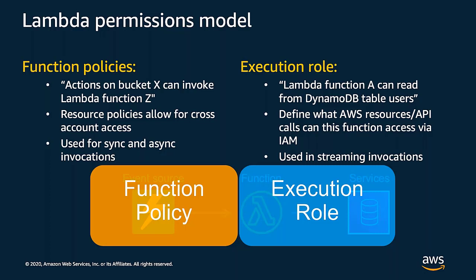The second part of the Lambda permissions model is the execution role. This determines what your Lambda function can do at runtime, what resources it has access to. For example, you can provide read access to a DynamoDB table to your Lambda function without providing write access to that function. This allows you to create a very fine-grained model of security and enforces the least privilege principle.